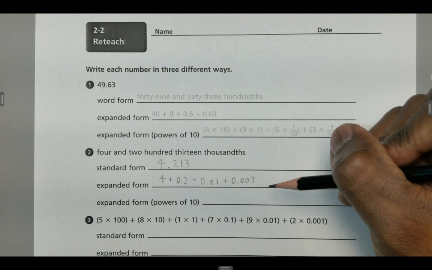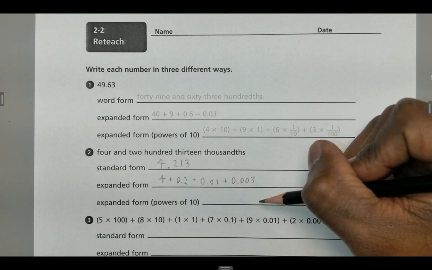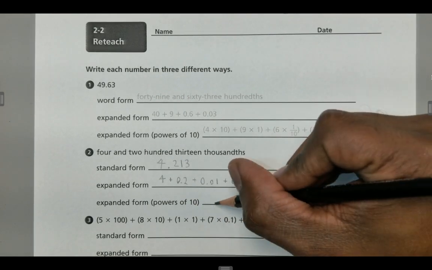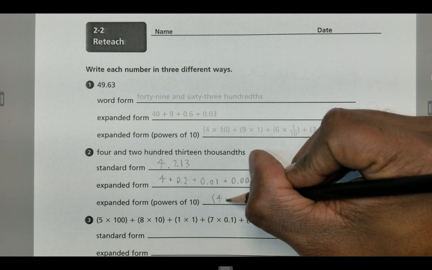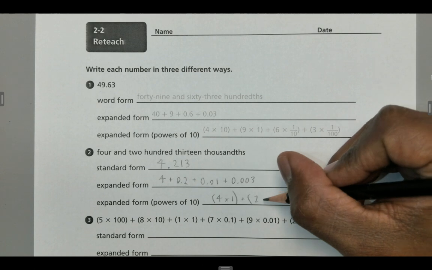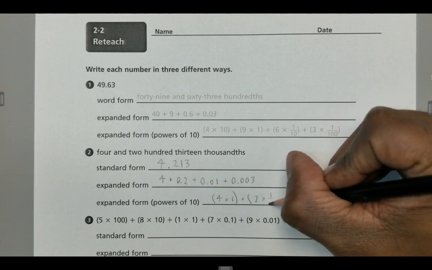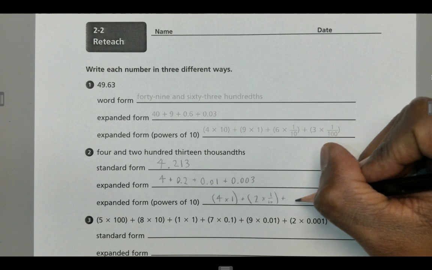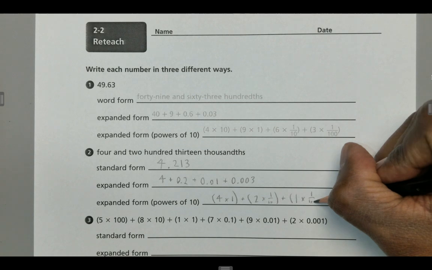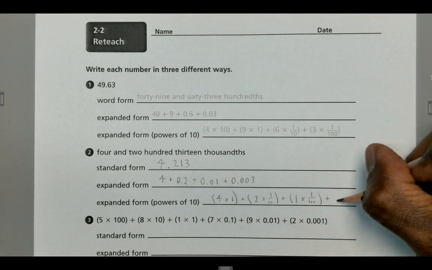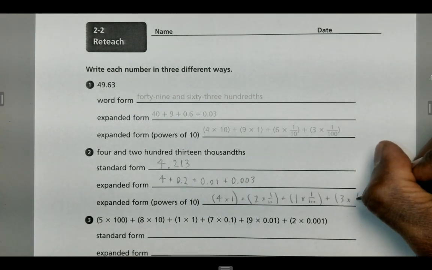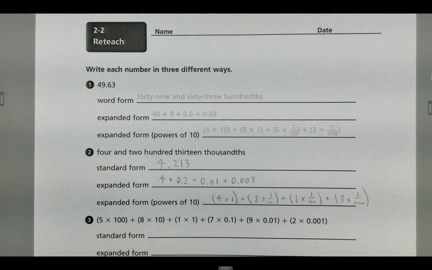Now, similar concept, just a different way of showing expanded form with the powers of 10. The 4 is in the ones place, so that's like saying it represents 4 ones. The 2 is in the tens place, so that's 2 1/10ths. The 1 is in the hundreds place, that's like saying 1 100th. And the 3 is in the thousands place, that's like saying 3 1,000ths.